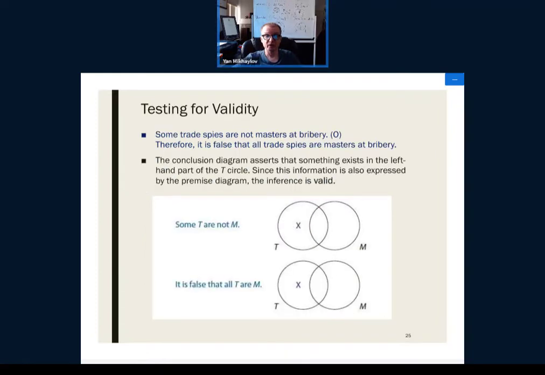And now we can do the test for validity. This is how it's done. In fact, let me just do it for you on the board so you can see it a little bit easier.